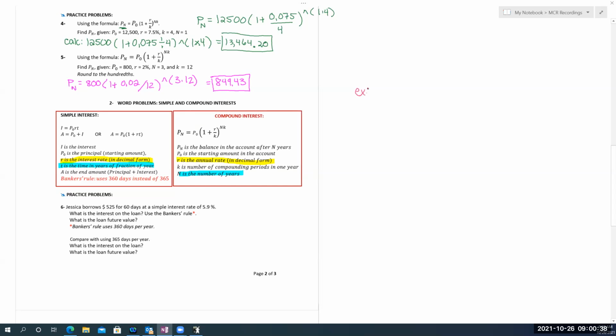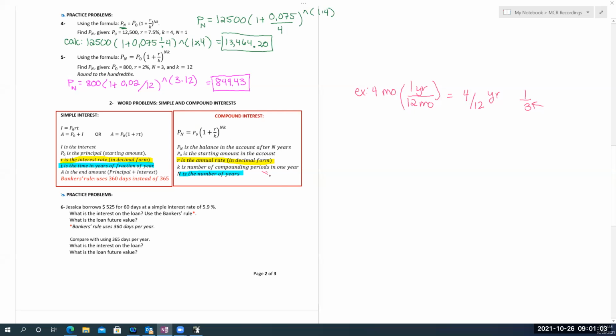I highlight that because if it's not given to you in years, you need to convert it to years. So say you're given something for 4 months. You need to convert that, knowing 12 months is in 1 year, and have it be 4/12 of a year or 1/3. But you've got to put it in as the fraction of a year in the formula. Compound interest, initial value, R divided by K to the NK.